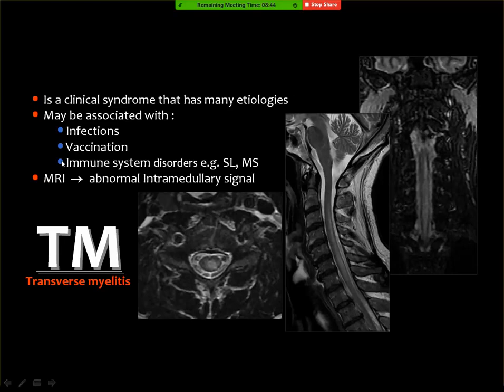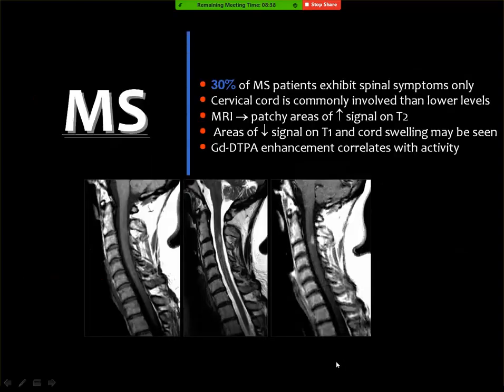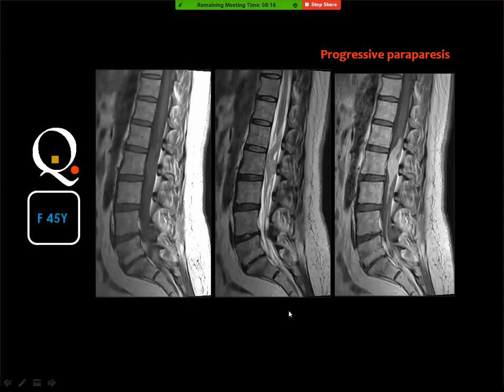Infection, autoimmune disease, and MS. Yes, a lot of lesions, and this is just an example of an MS lesion. It is not seen in the T1 and is seen in the T2, and whenever it enhances, then you consider the possibility of activity, because enhancement of the MS lesions indicates activity.